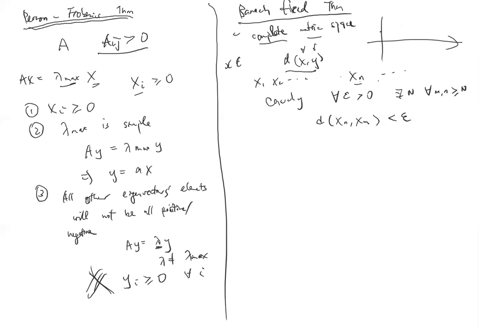The distance has to be bigger than or equal to zero, and if I measure the same point, it should be equal to zero. So something very natural. And I should also have the triangular inequality: d(x,z) is less than or equal to d(x,y) plus d(y,z). If I have three points x, y, z, the distance between x and z should be less than the distance between x and y summed with the distance between y and z.